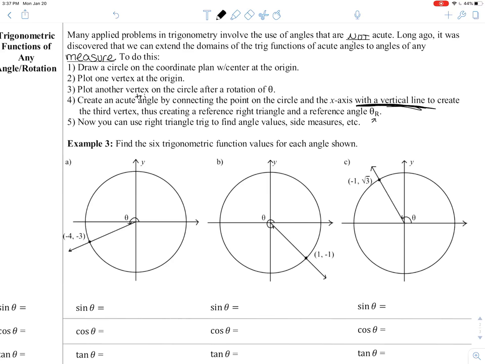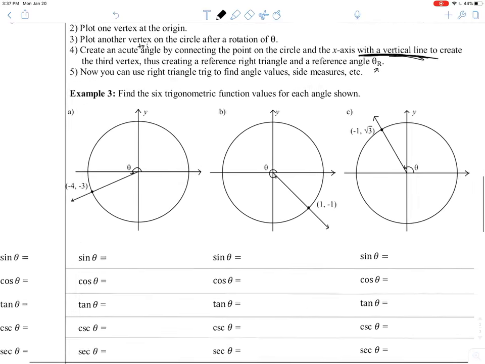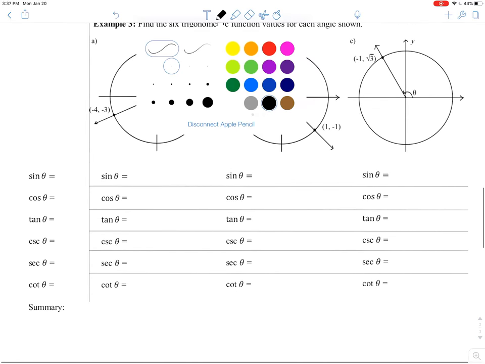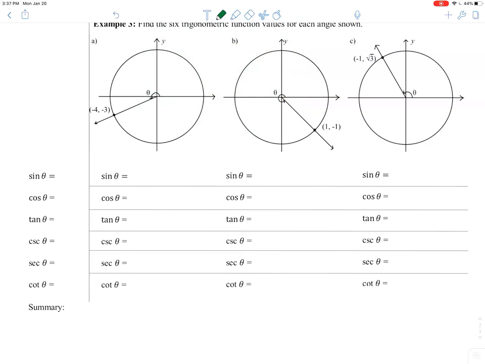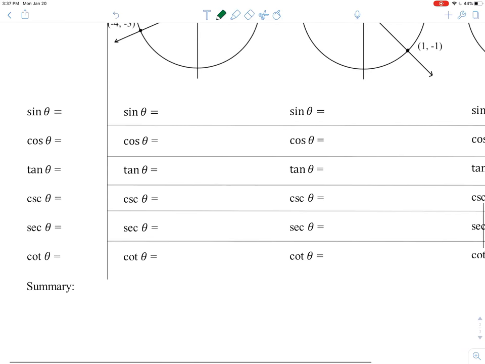So we're going to use right triangle trig to find angle values and side measures of angles that are greater than 90 degrees, or greater than acute angles, excuse me. All right, so some reminders over here, and keep this small because I'm going to write two statements here. So remember that sine, you know, SOHCAHTOA, cosine is A over H, tangent is opposite over adjacent, and then cosecant is just the reciprocal of sine, H over O, secant is a reciprocal of cosine, H over A, and cotangent is the reciprocal of tangent, A over O.